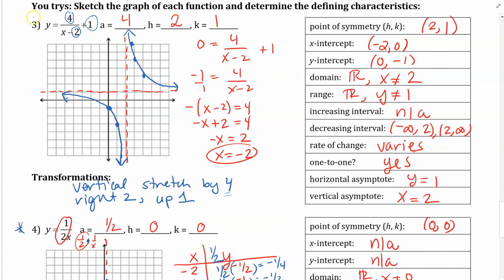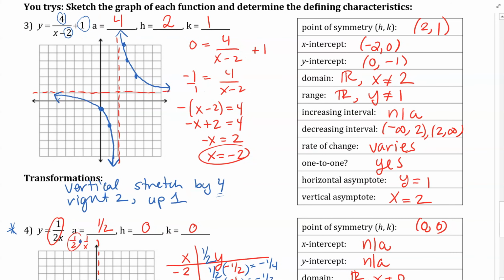So the graph of number 3, we have y equals 4 over x minus 2, plus 1. And in the previous video, we had already found the vertical and horizontal asymptotes as well as the point of symmetry. But for the rest of these, you should have an x-intercept of negative 2. You can find that by plugging in 0 for y, isolating the fraction, cross-multiplying, and isolating x. And then you can check it over here with the graph and see if it makes sense, and it does.